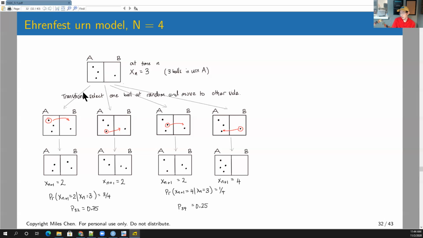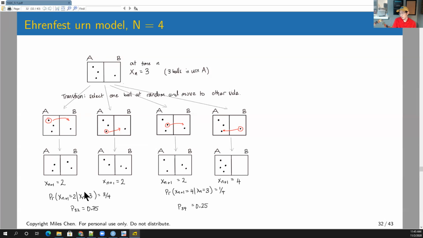Then similarly, here's a different configuration. If I start off with 3 balls in A, we can see what happens. I could pick this one, this one, this one, or this one. I could pick one of those 4 balls. Out of those, in 3 of them I go from 3 balls down to 2 balls. If I pick this one, I end up with 2 balls in A. If I pick this one, I end up with 2 balls in A. And if I pick this one, I end up with 2 balls in A. But if I pick this one, I will end up with all 4 balls in A.